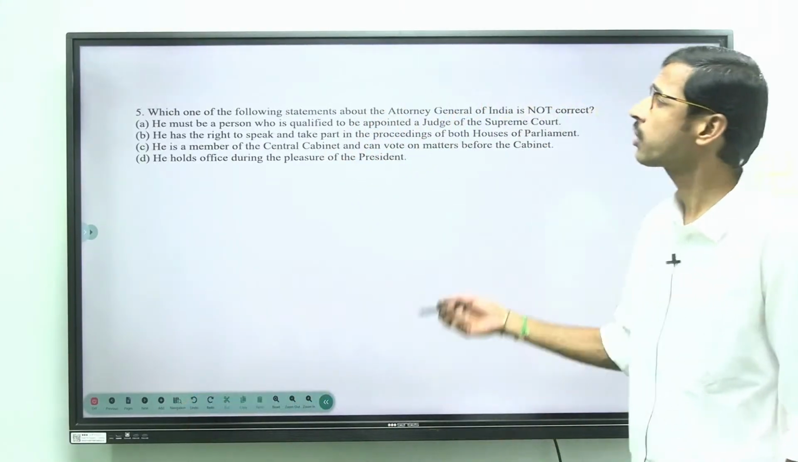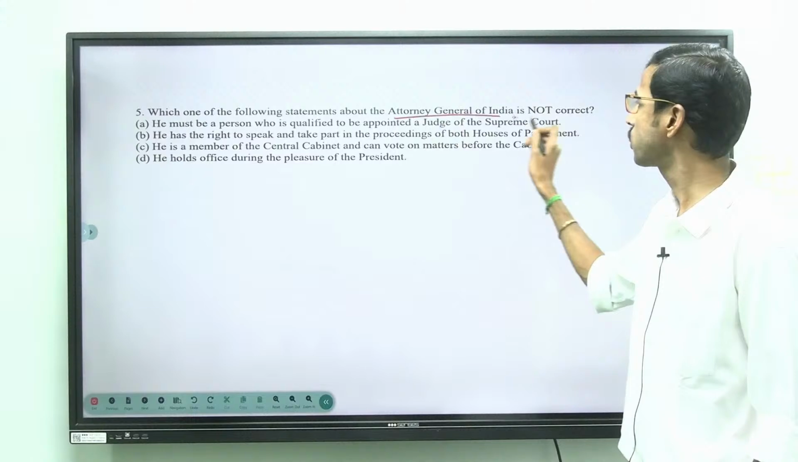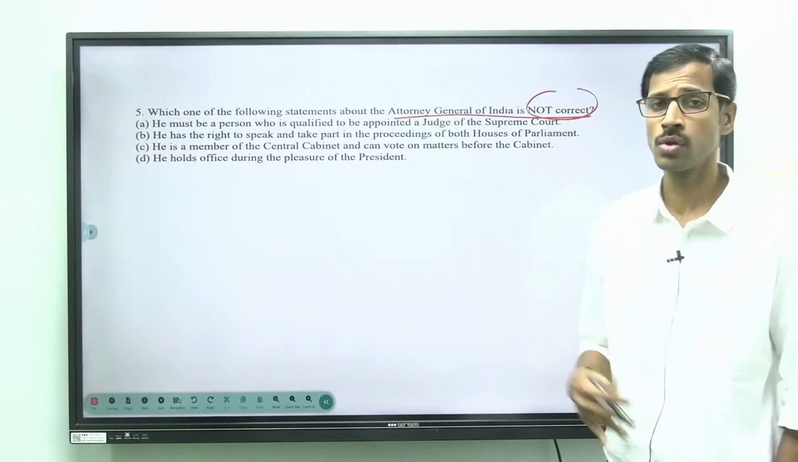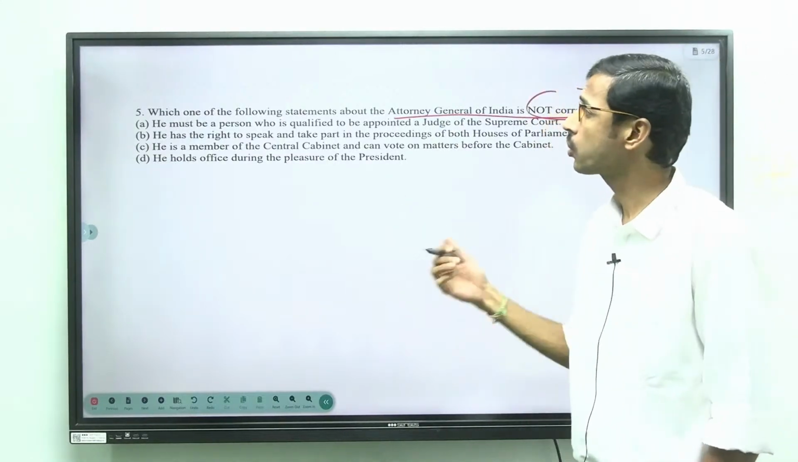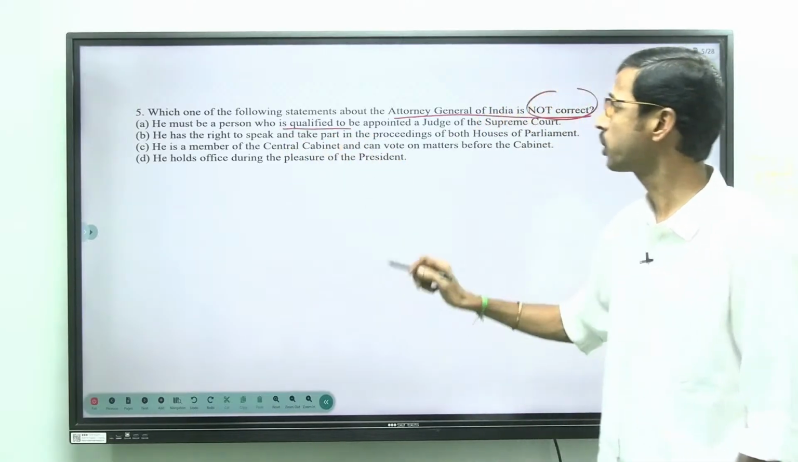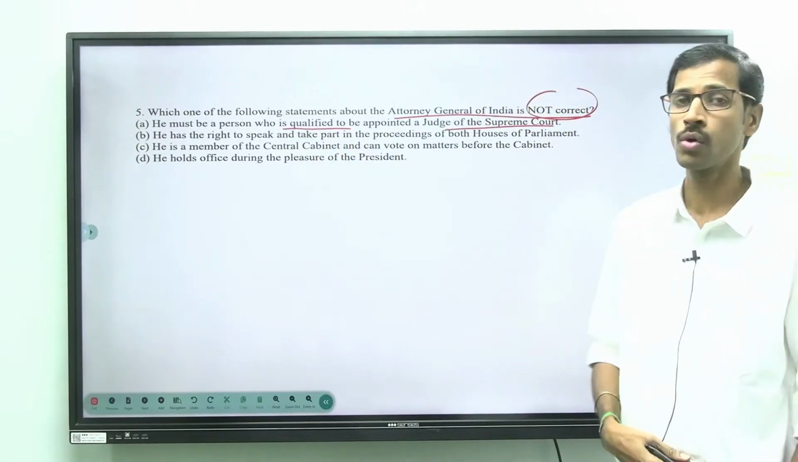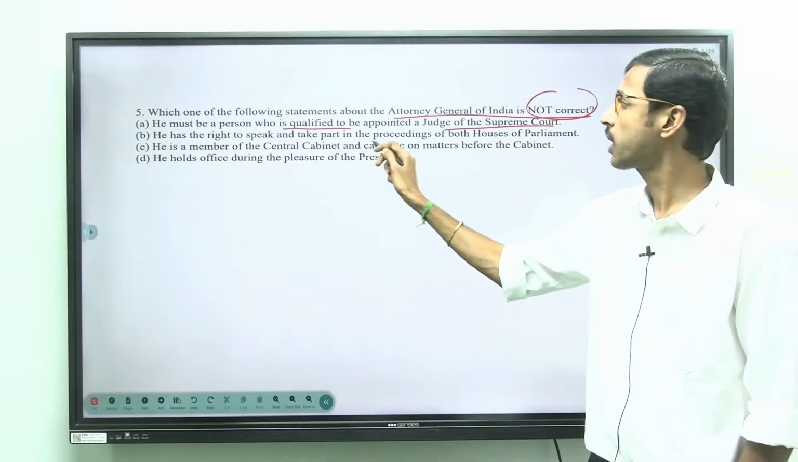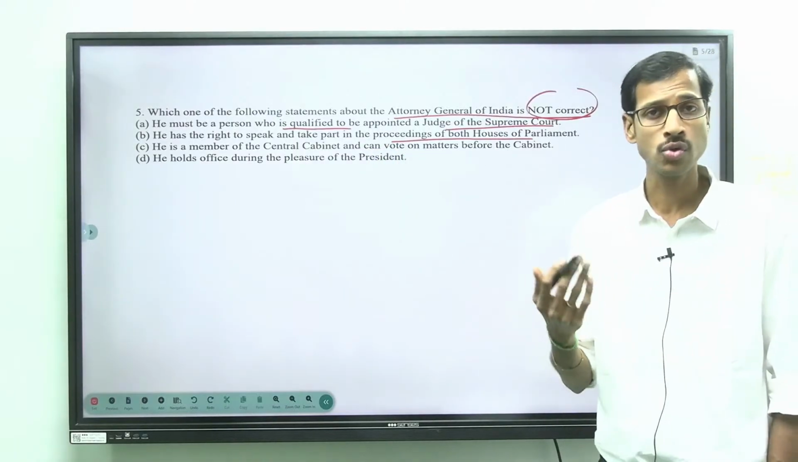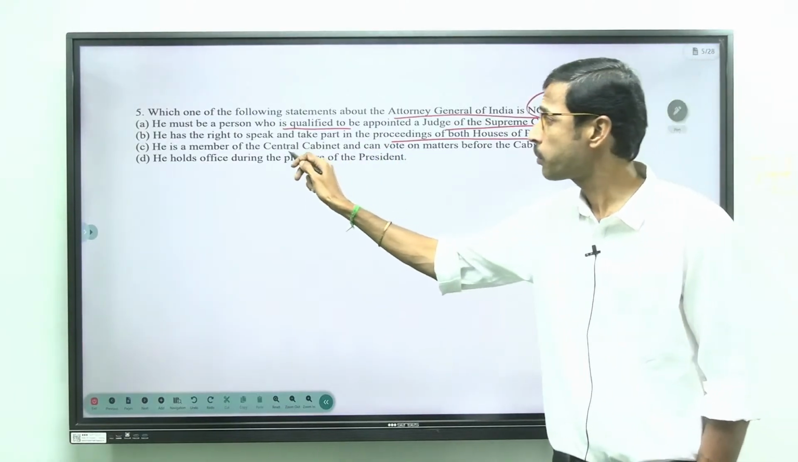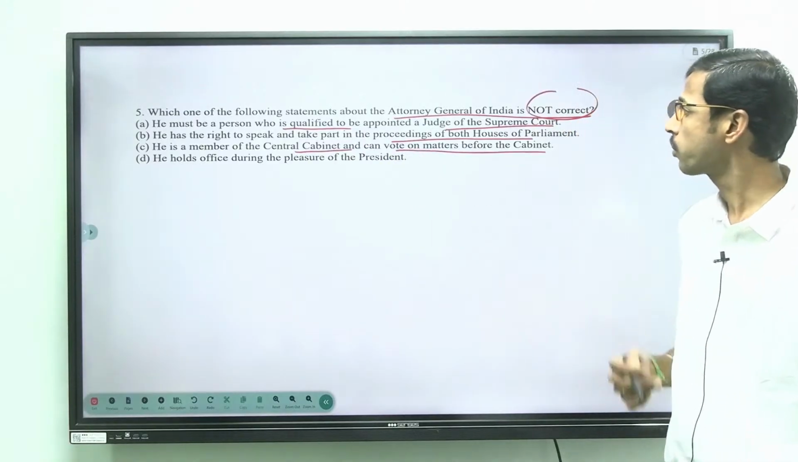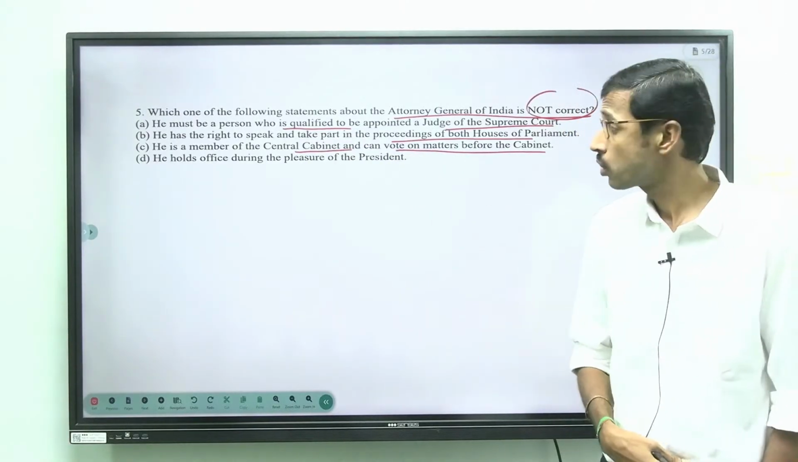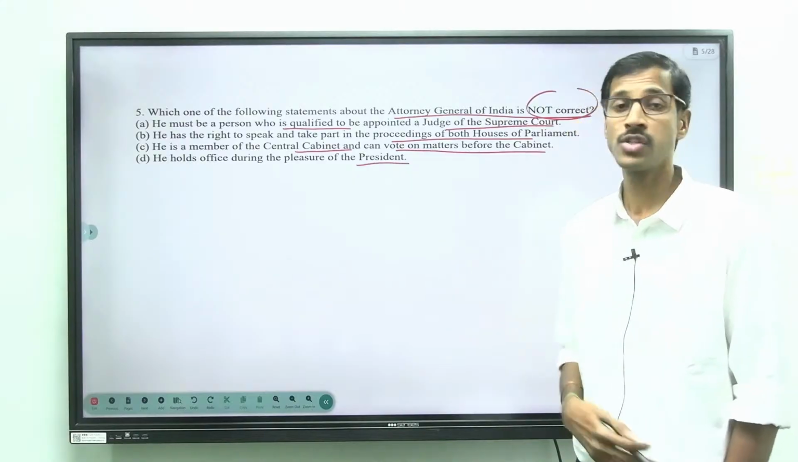Next question: which of the following statements about the Attorney General of India is not correct? So they are asking for the incorrect one. He must be a person qualified to be appointed as a judge of the Supreme Court. He has the right to speak and take part in the proceedings of both houses of Parliament. He is a member of the central cabinet and can vote on matters before the cabinet. He holds office during the pleasure of the president.